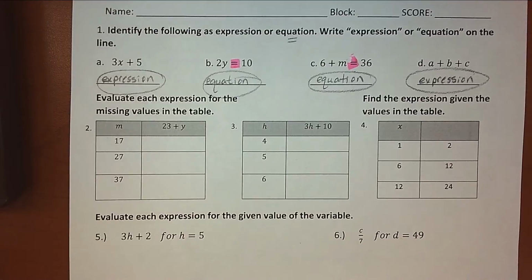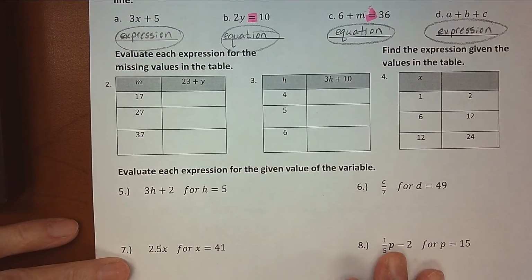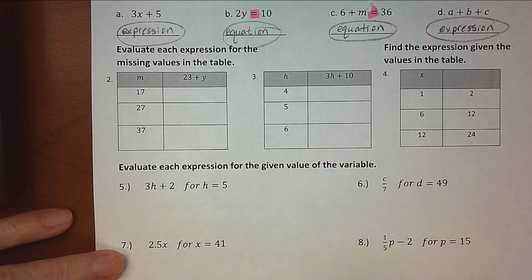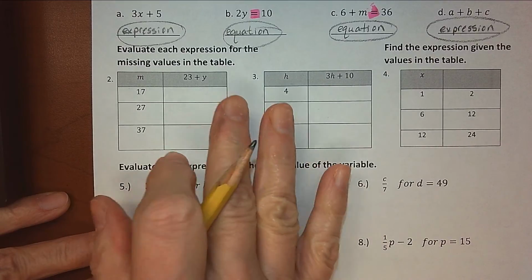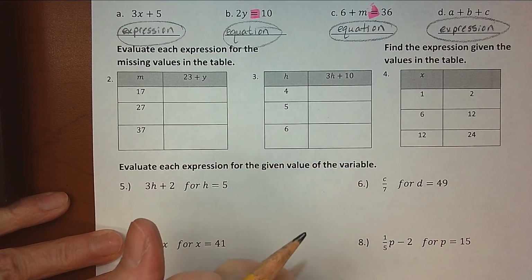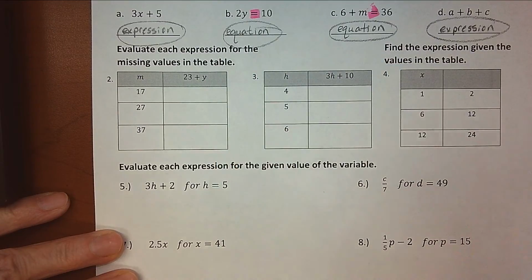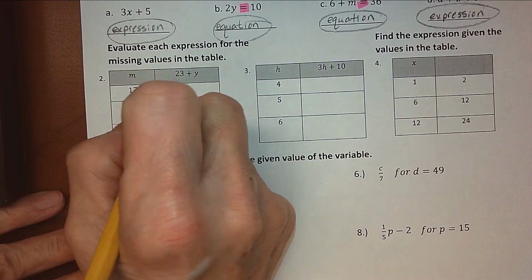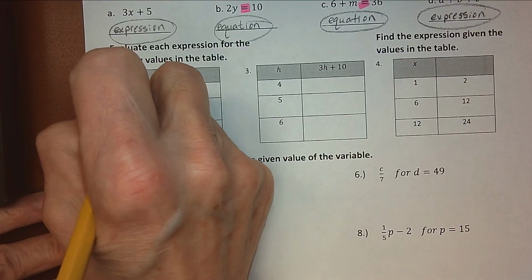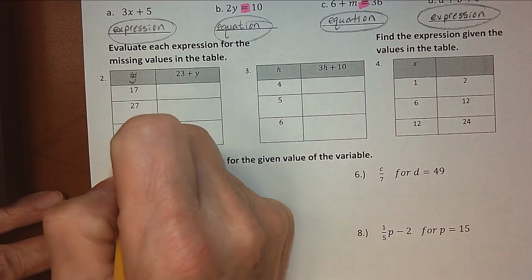All right, next set of problems says that we want to evaluate each expression for the missing values in the table. I'm going to remind you that in this unit you can use your calculator, so if you want to have your calculator close by to do these problems, feel free to do that. All right, so my first one, this actually should say y. I'm going to substitute these values in for y.